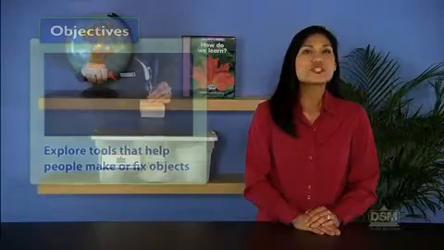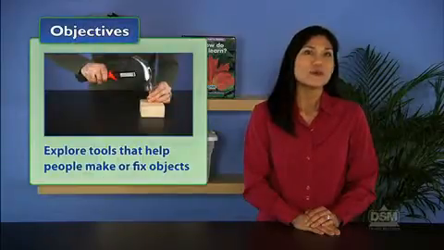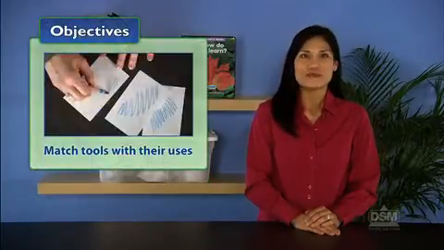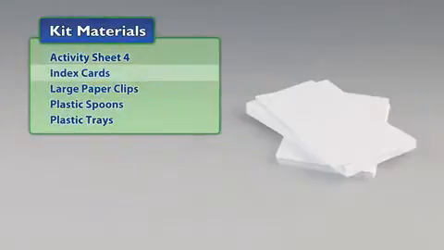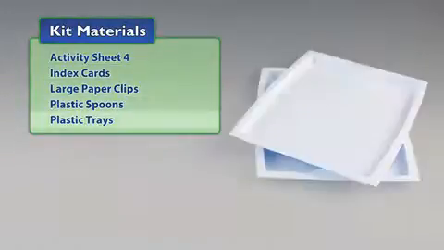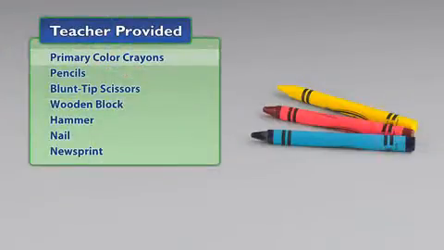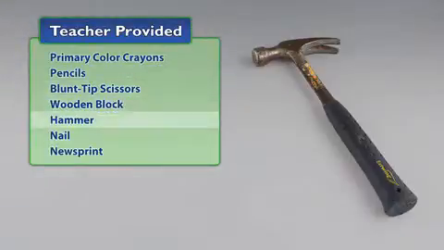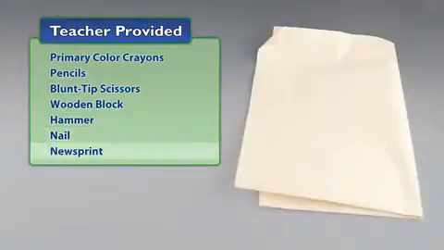In Activity 4, Observing Everyday Tools, students first explore tools as objects that help people make, build, move, compare, or fix objects. The students then match tools with their uses. From the kit, you will need Activity Sheet 4, index cards, large paper clips, plastic spoons, and plastic trays. You will also need to provide primary color crayons, pencils, blunt tip scissors, wooden block, hammer, nail, and newsprint.